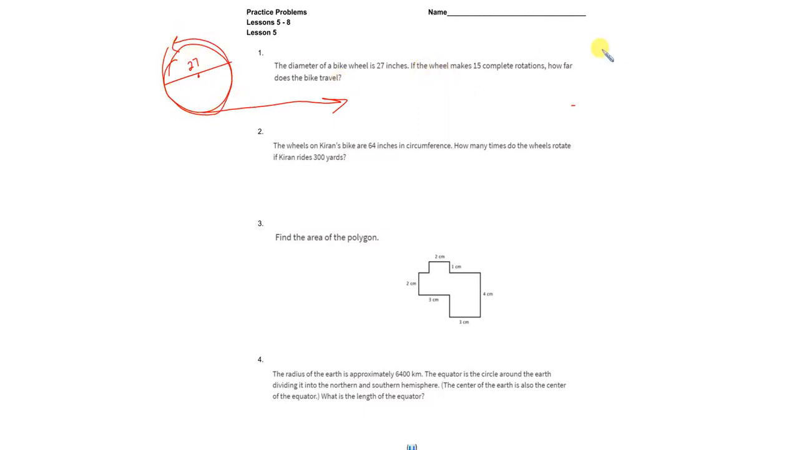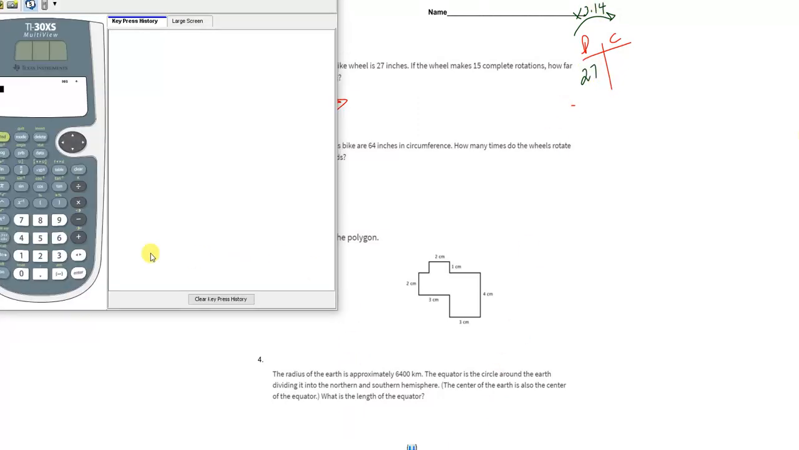So the first thing we need to do on number 1 is convert from diameter to circumference, which we know has a relationship of a special number that we know as pi. So all we have to do is multiply the diameter times pi, and it'll give us the circumference. So 27 needs to get multiplied by pi. So let's grab our calculator. 27 multiplied by 3.14, and that gives us our circumference of 84.78.